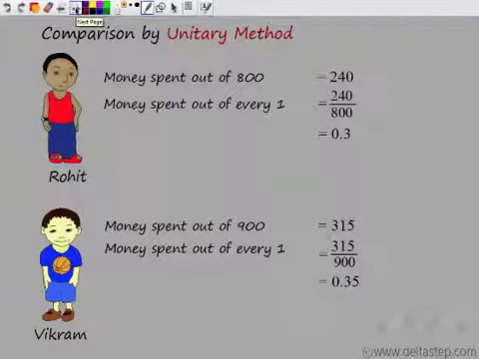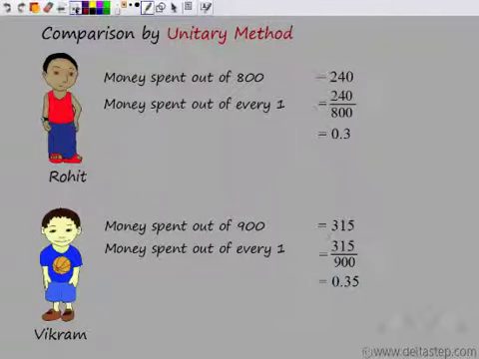So this is what I get as decimal numbers. I can see that Vikram is spending more because it is 0.35, whereas for Rohit, it's only 0.3. So Vikram is spending more, that I get from this. But the process of finding it was very tedious. And these are two very small numbers. We usually do not like fractions or decimals to deal with.